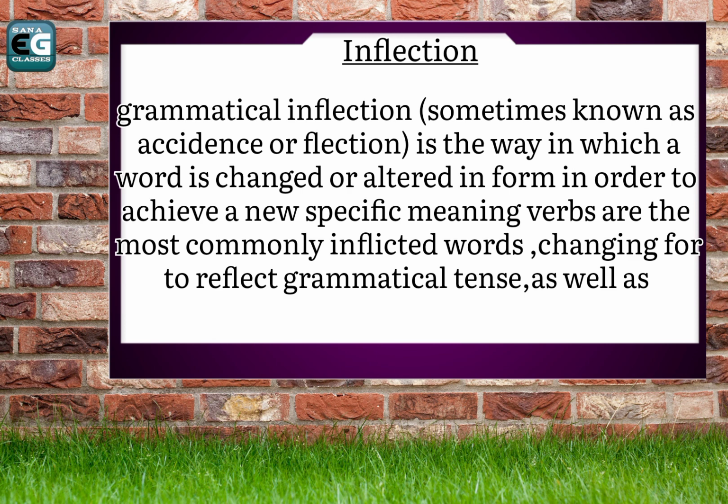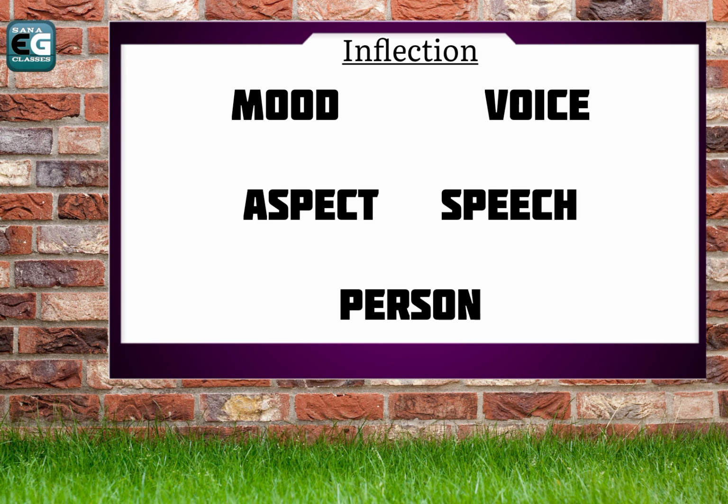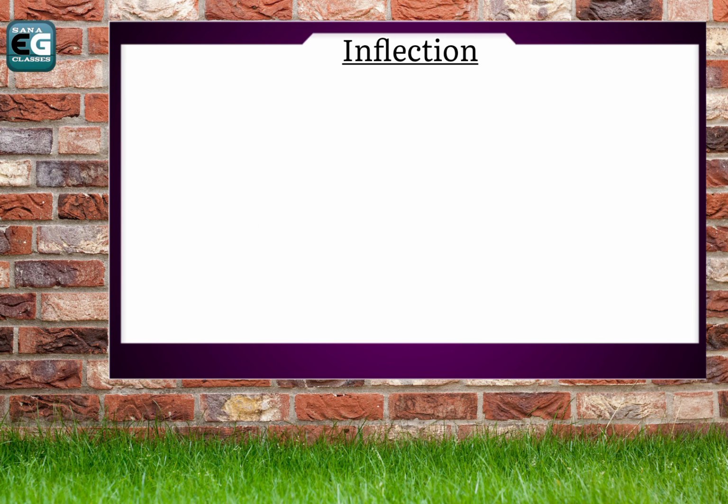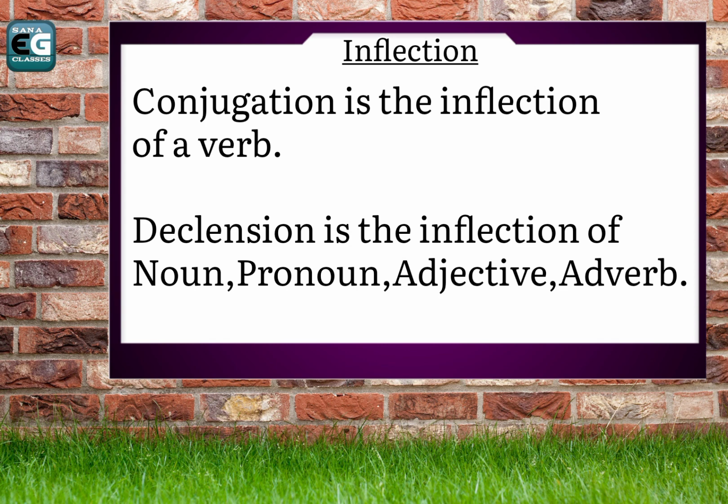Verbs are the most commonly inflected words, changing form to reflect grammatical tense as well as mood, voice, aspect, speech, and person. And the other parts of speech that can go through the inflection process are noun, pronoun, adjective, adverb. These are known as the declension. So, in simple words, we say conjugation is the inflection of a verb and declension is the inflection of a noun, pronoun, adjective, and adverb.